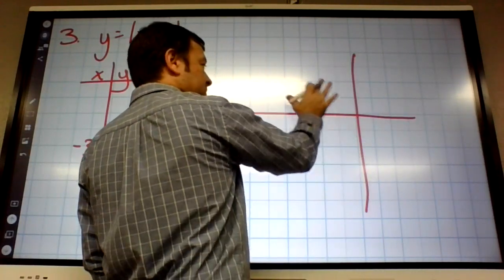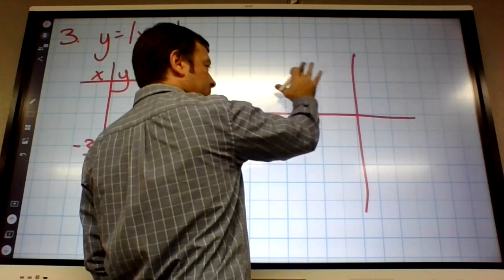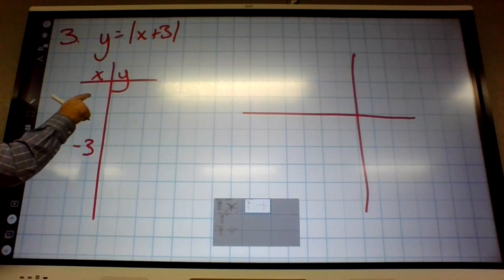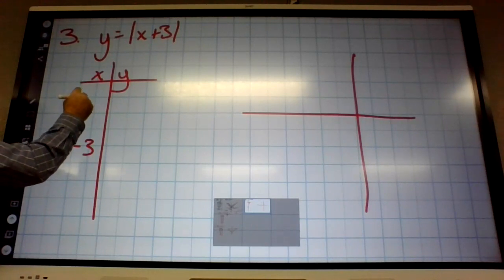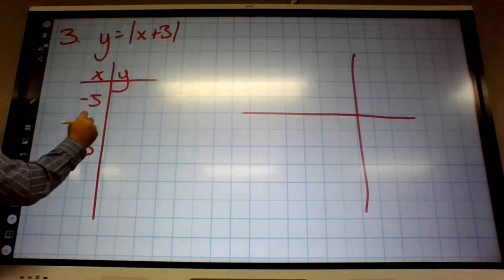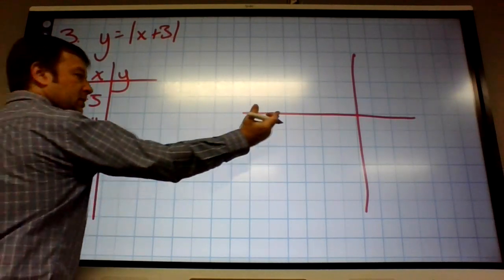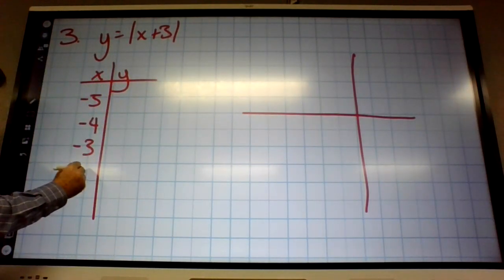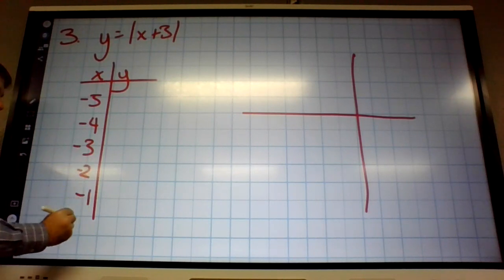That means everything's happening over here. So I'm going to use negative 3. What two numbers are less than negative 3? Negative 5 and negative 4 are less than negative 3. And what are the two numbers bigger than negative 3? There are negative 2 and negative 1.